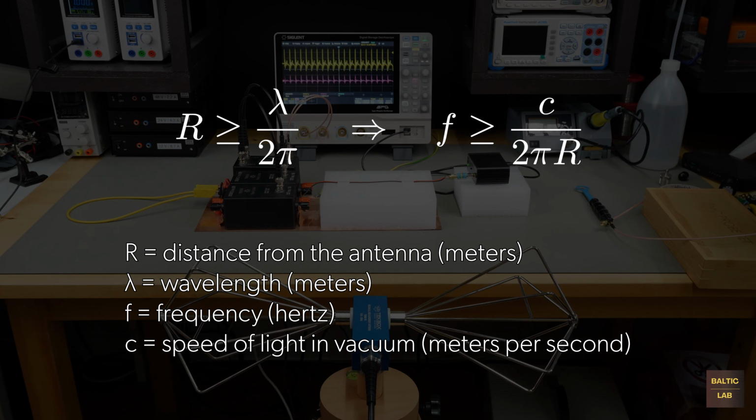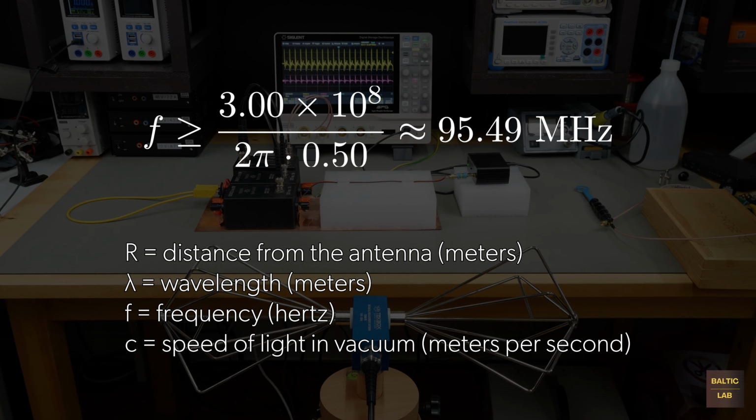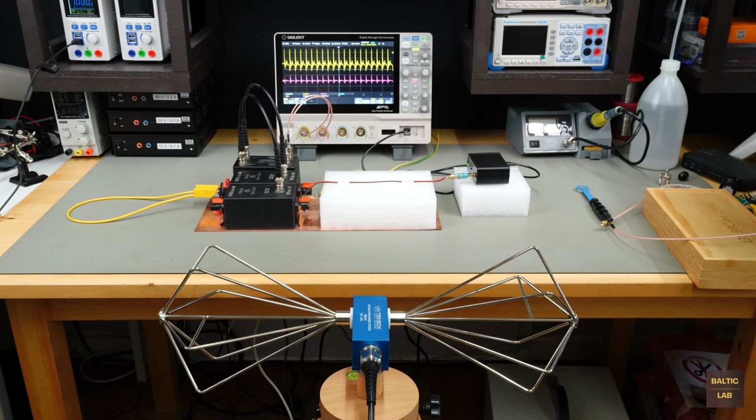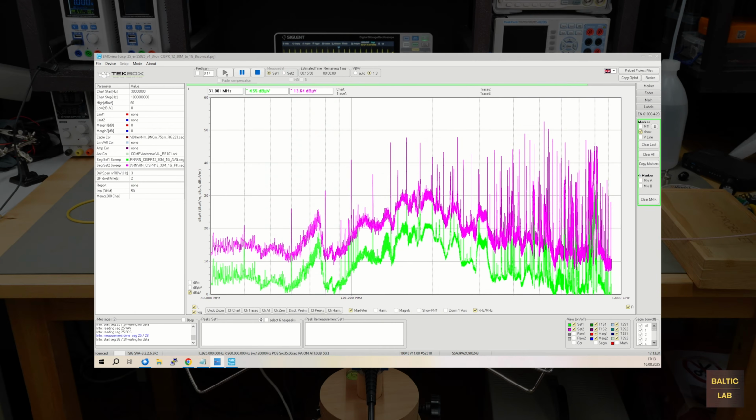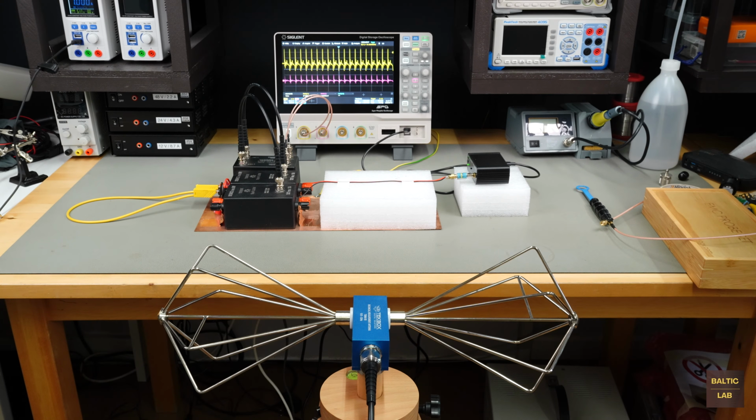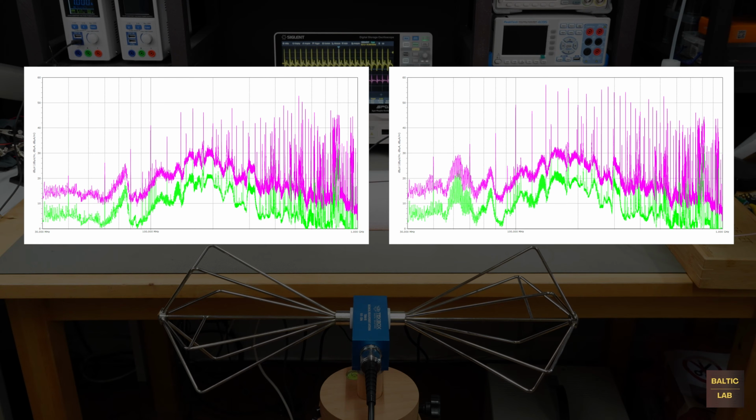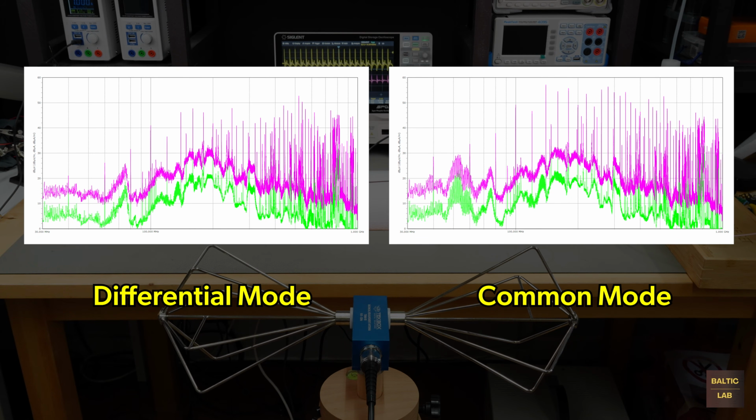As a rule of thumb, the far field distance is given by the wavelength divided by 2π. Rewriting this in terms of frequency and inserting the 50 cm distance shows that the antenna is in the far field zone for frequencies above approximately 95 MHz. Using this setup, the radiated emission spectrum is measured again from 30 MHz to 1 GHz with a CISPR-compliant resolution bandwidth of 120 kHz. Measurements are performed twice, once with differential mode excitation and once with common mode.